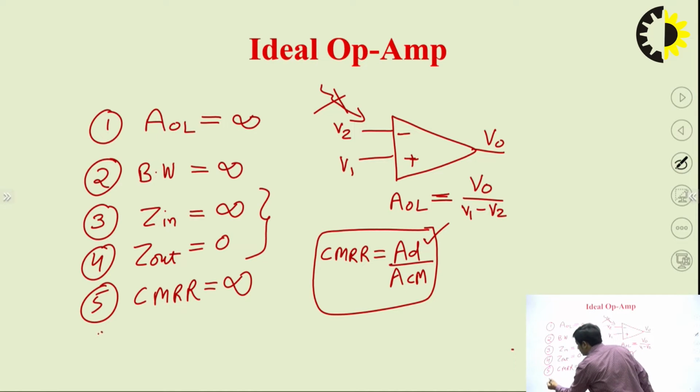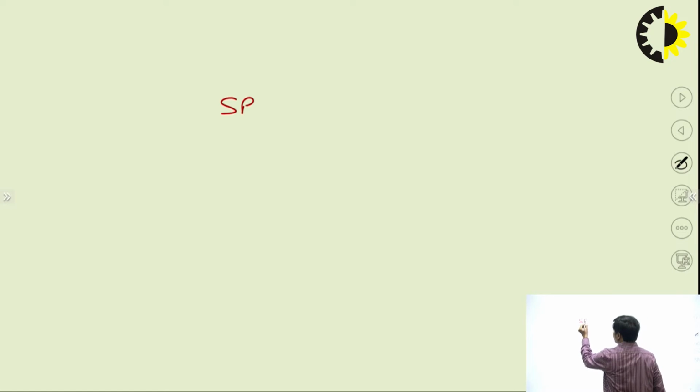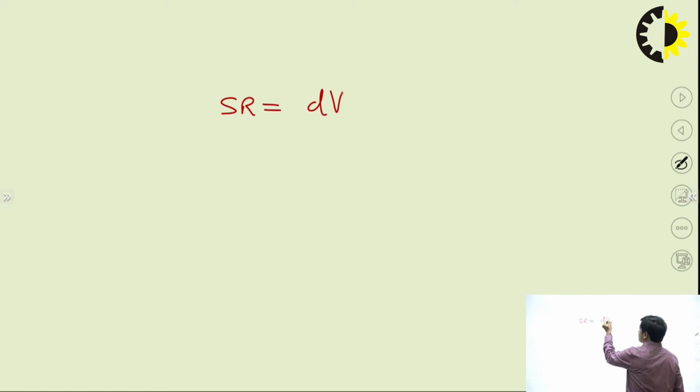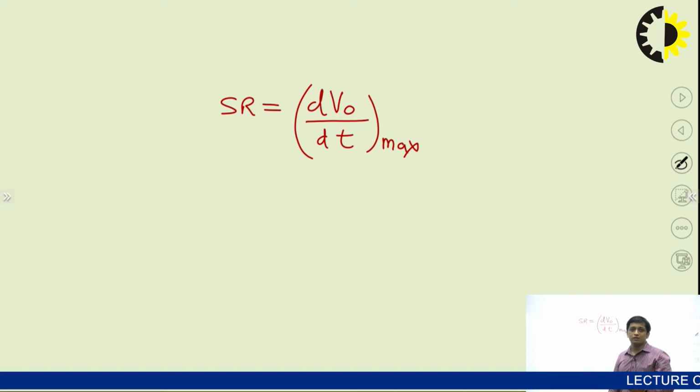So coming to the next parameter, that is slew rate, in short called SR. For an ideal op-amp, slew rate should be infinite. Slew rate is defined as the maximum rate of change of output voltage with respect to time. We can understand the speed of the circuit with the help of slew rate. And of course, if the slew rate is high, then the response of the circuit will be faster.